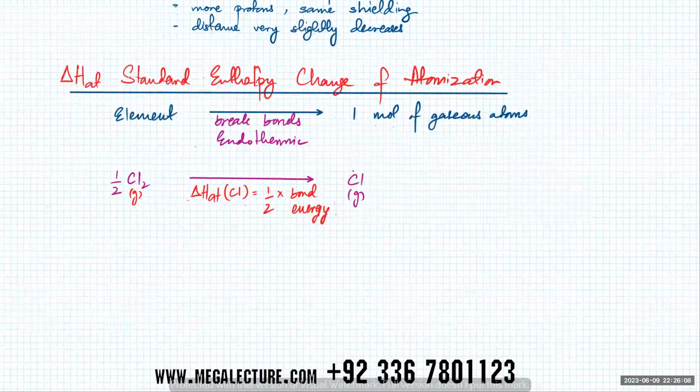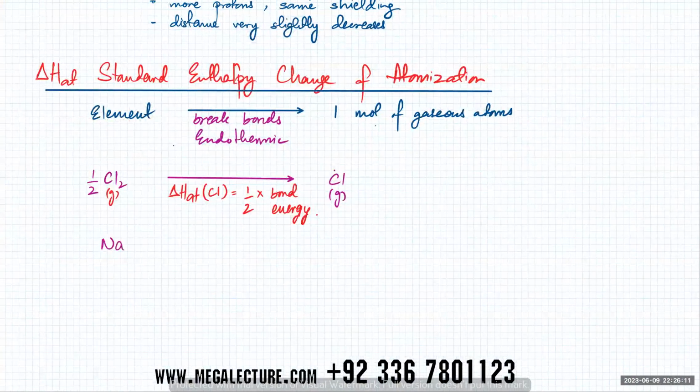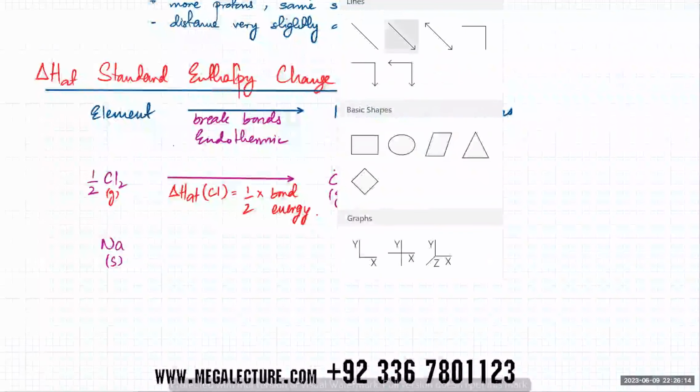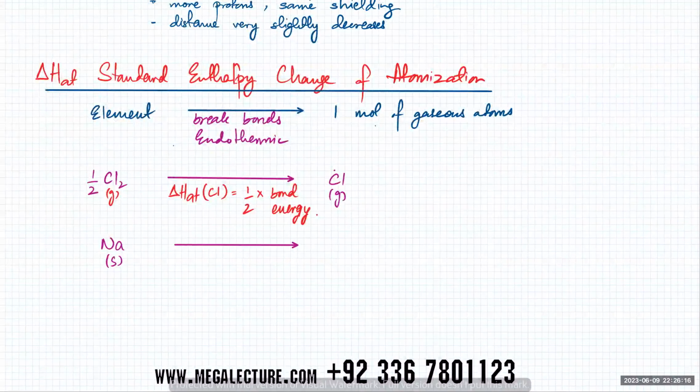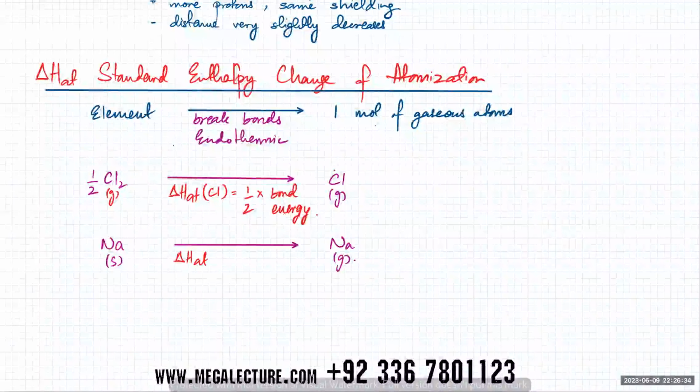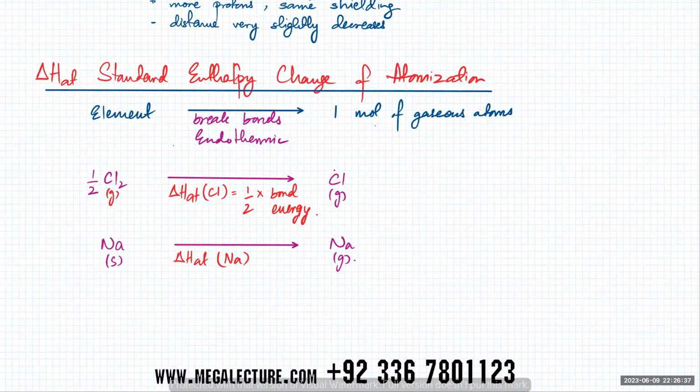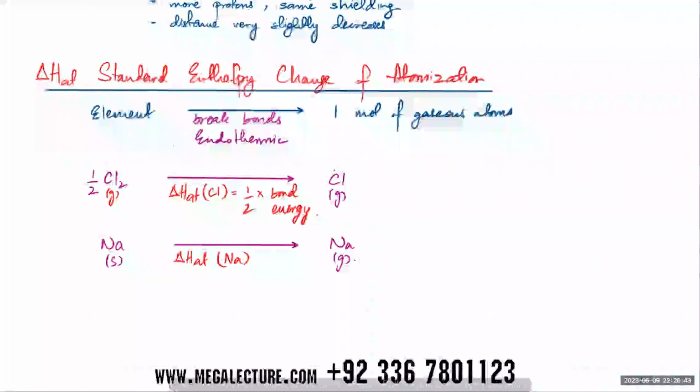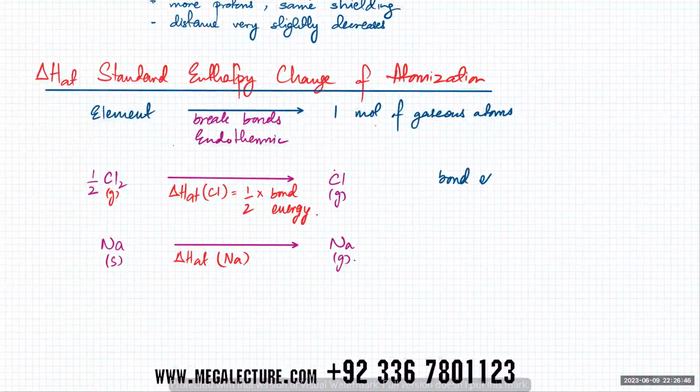And similarly, you can have sodium. For sodium, it's going to be solid, and you can break its bonds, metallic bonds in this case. So it will turn into sodium gaseous atoms. Well, you can't use bond energies over here because bond energies are only defined for gaseous molecules. So this is equivalent to the enthalpy of atomization of sodium. You are breaking bonds, but you don't have bond energies for metallic bonds. So also remember, bond energies are only defined for gaseous molecules, covalent molecules.